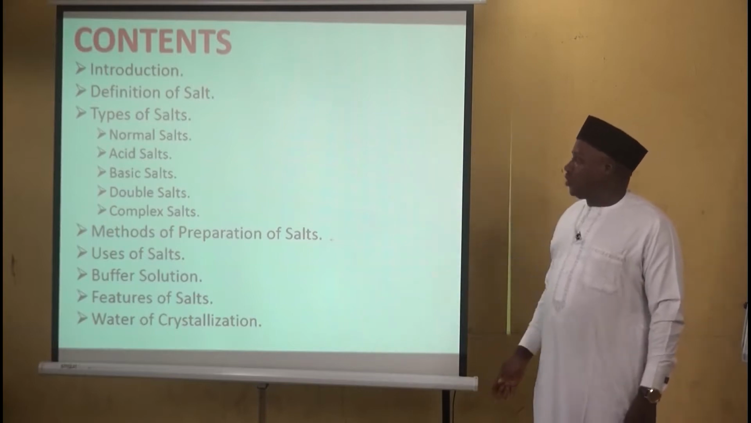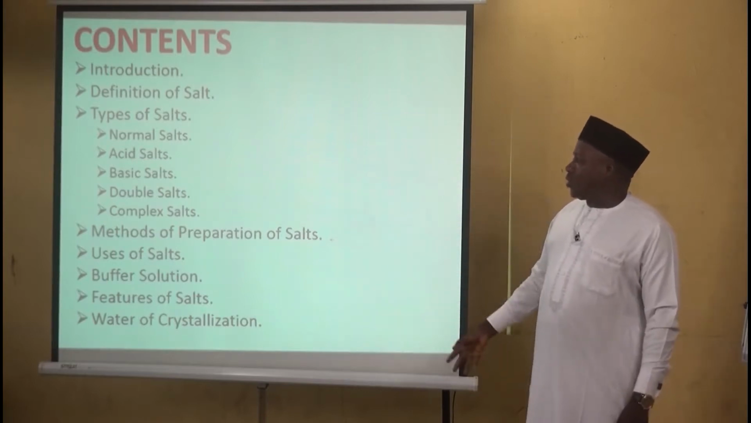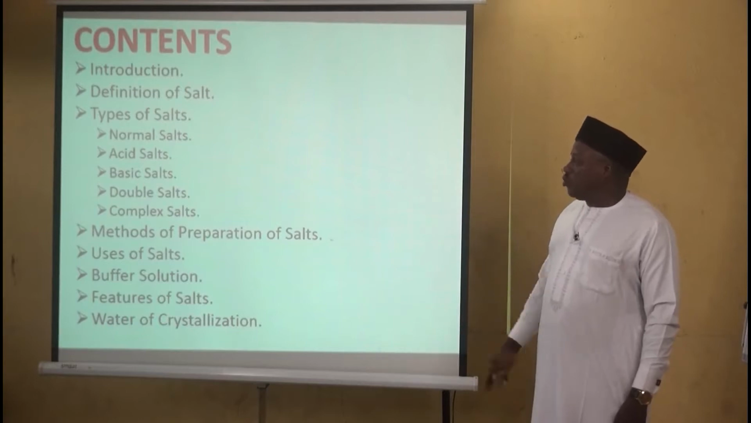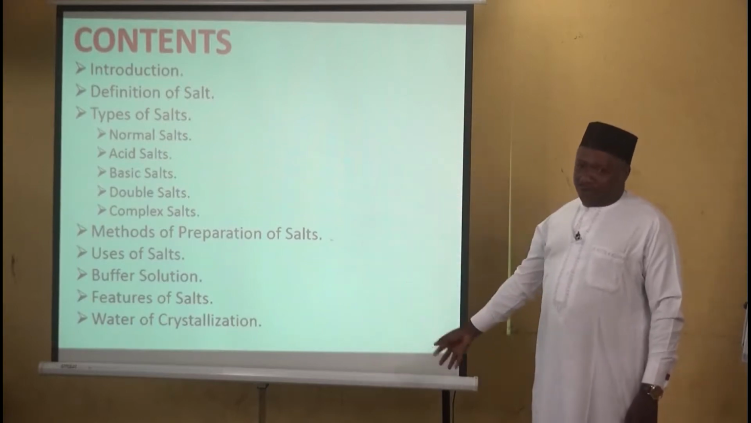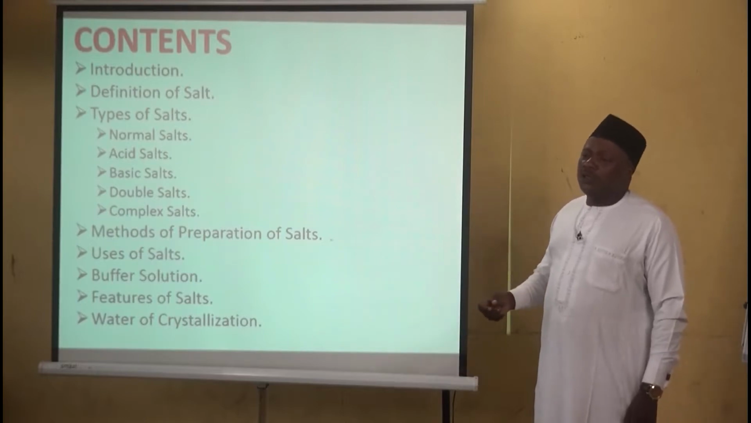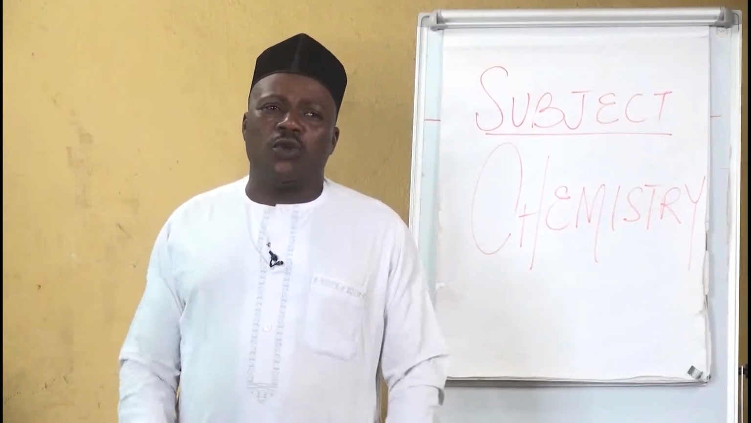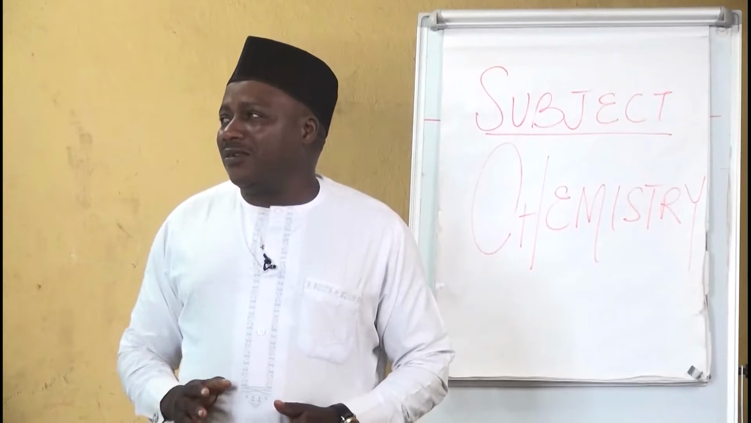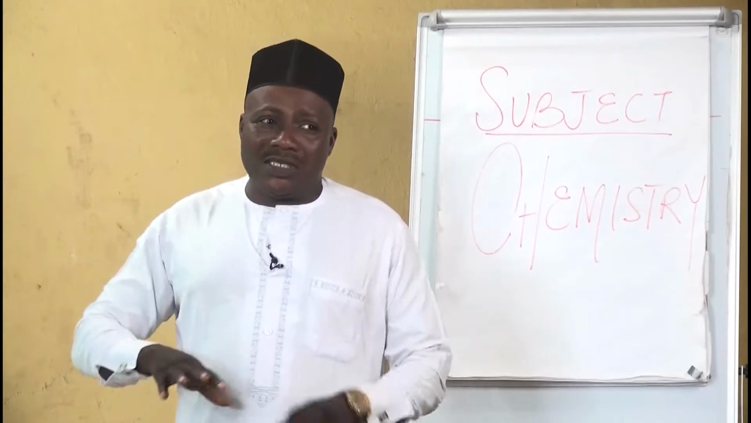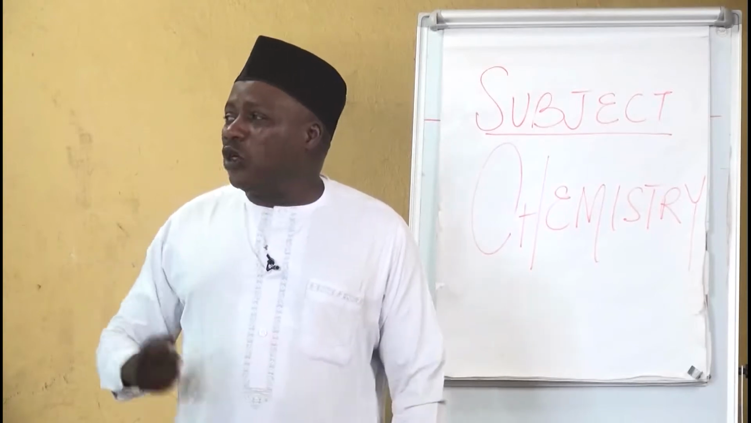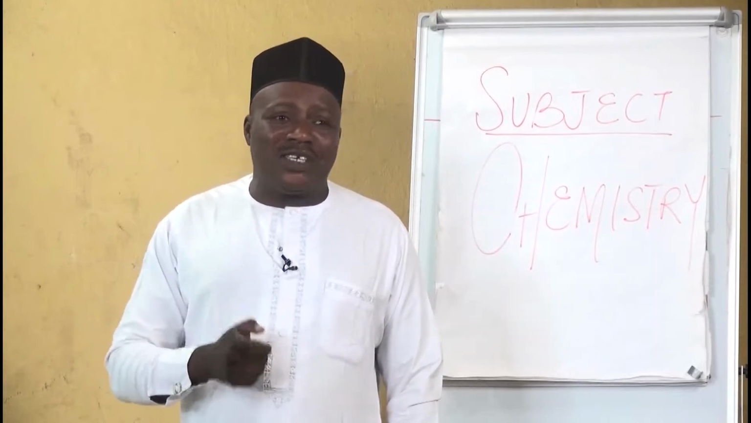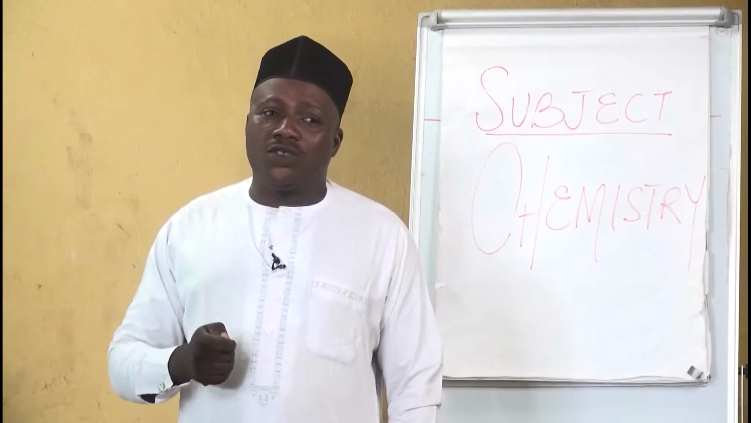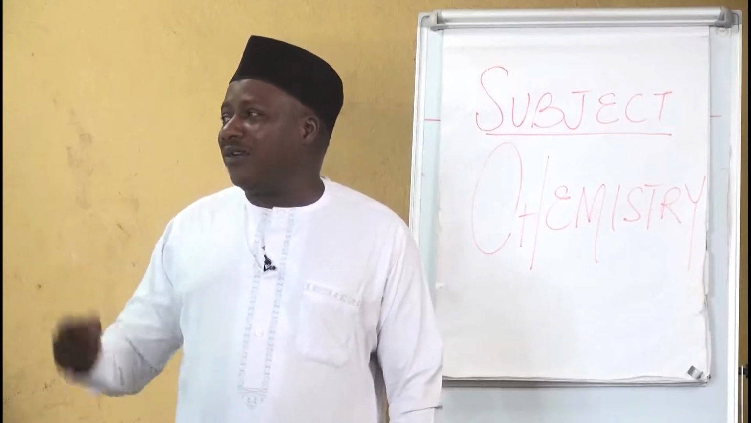We have the normal salt, the acid salt, the basic salt, and the double salt, of which he gave you all their examples. For the normal salt, all the hydrogen ions have been completely replaced by the metal. For the acidic salt, it's partial. And for the basic salt, the acid is not enough to neutralize the base, and therefore we still have some quantity of hydroxyl ion. Therefore, we have the basic salt.